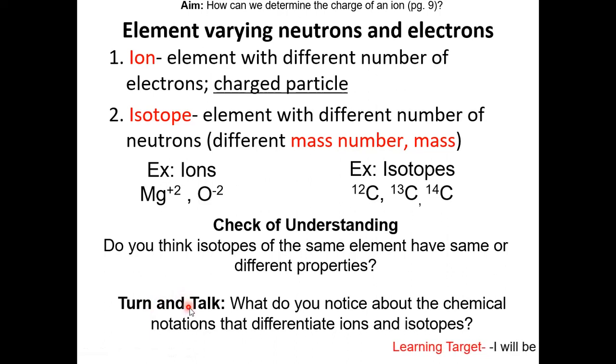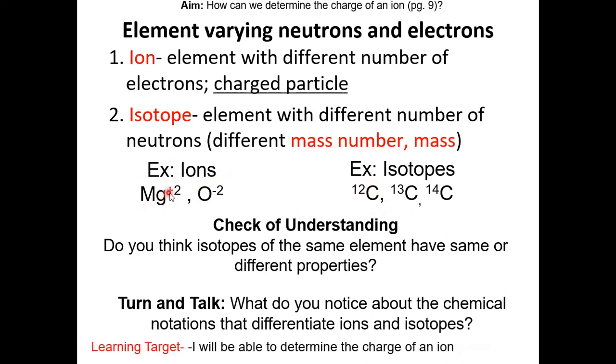So turn and talk. What do you notice about the chemical notation that differentiates ions and isotopes? If you notice, the isotopes change by the mass number, while the ions change by the charge. The mass number is on the top left side of the symbol, while the charge is on the top right side of the symbol.